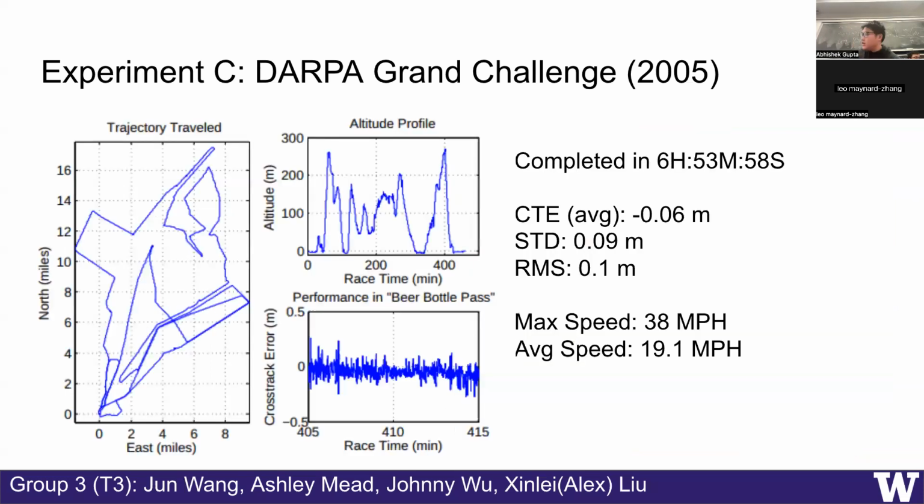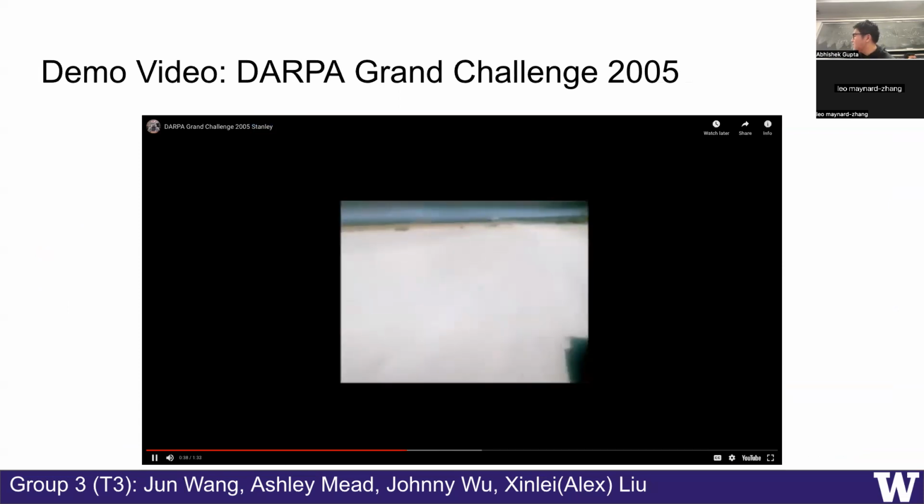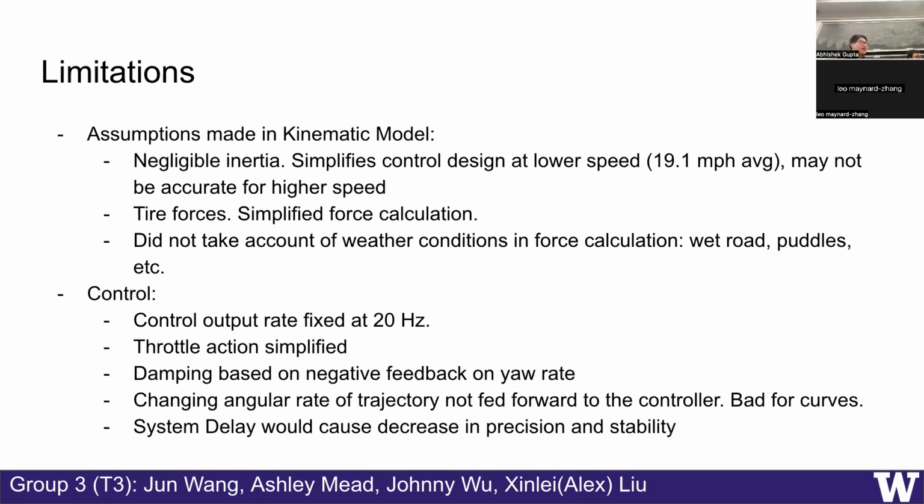Especially during the challenge, they got first place. They also had some big errors, because they didn't check, but they say it was due to incorrect calibration on the steering wheels. And this is the video. We can skip that. And they placed number 1.